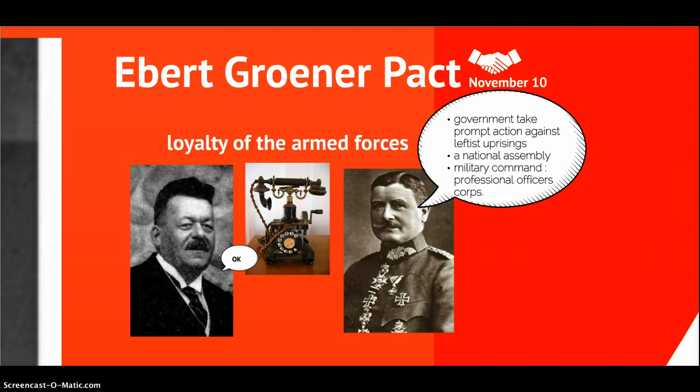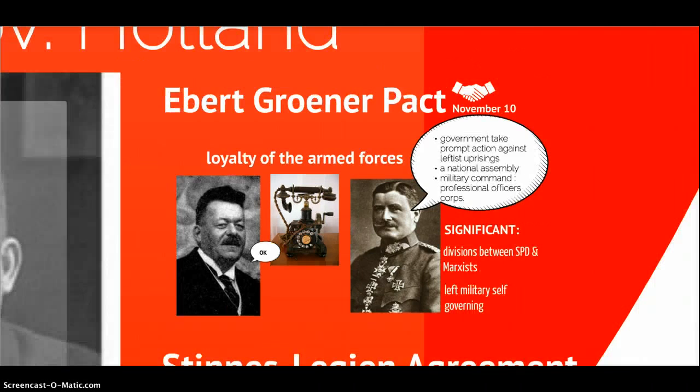There are a couple of very significant consequences of this so-called Ebert-Groener Pact. The first of these is it creates more of a division between the moderate socialists in the SPD and the more hardline left-wing Marxists. Furthermore, it leaves the senior commanders of the army, who are very conservative and not huge fans of democracy, self-governing. And again, in future, this is going to be a potential enemy of democracy.